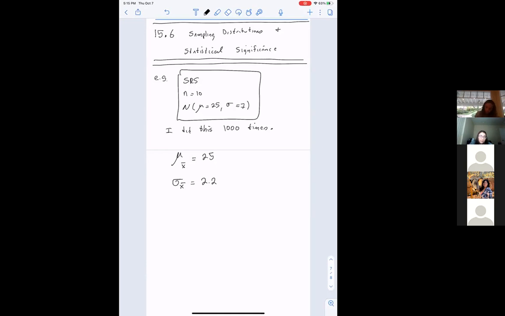Okay, I did this 1,000 times. Did what? Took a sample of size 10. So here's a sample of size 10. Here's a sample of size 10. There's a sample of size 10. How do I get 2.2? Cynthia, you want to explain? How do I get 2.2?